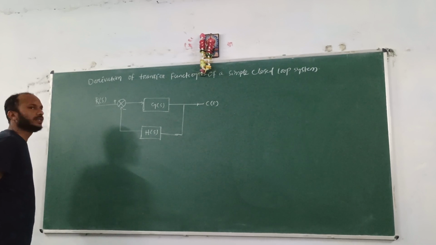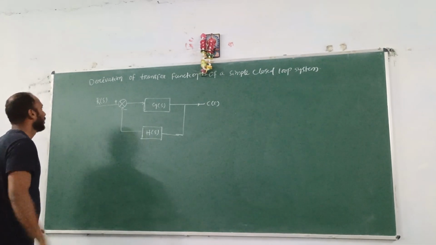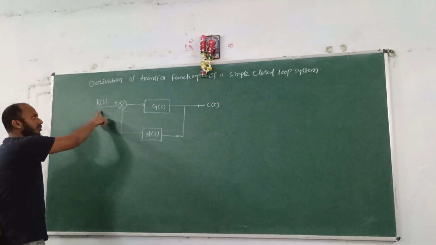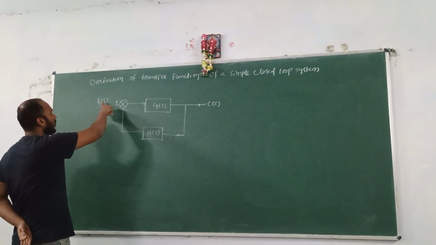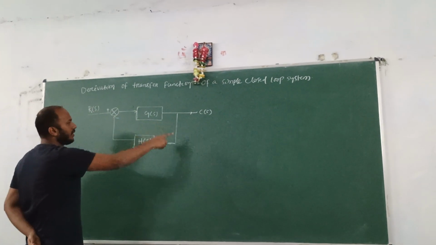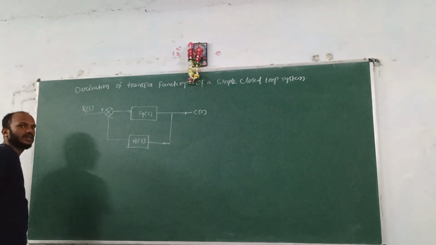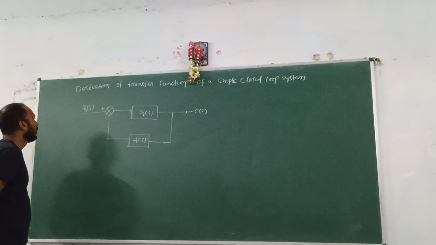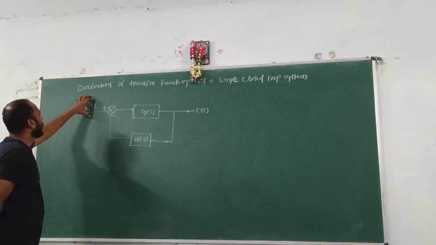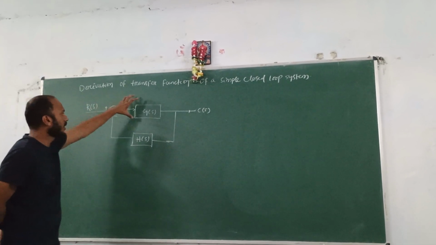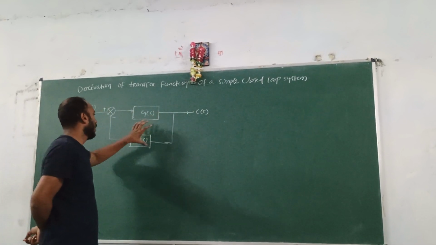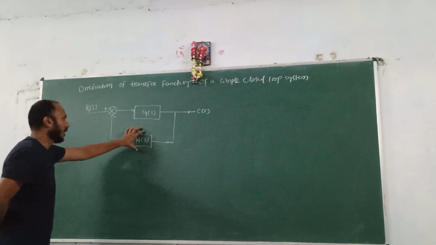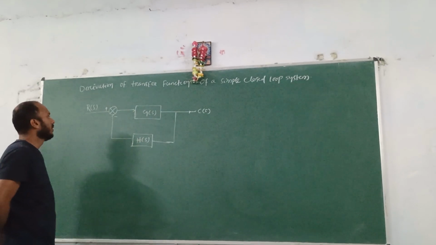A simple closed loop system. In this case, R(S) is the reference input, and all are denoted in S, so we represent it in the Laplace domain. This is your reference input, this is your forward path, this is your output, and this is your sensor feedback or feedback gain.